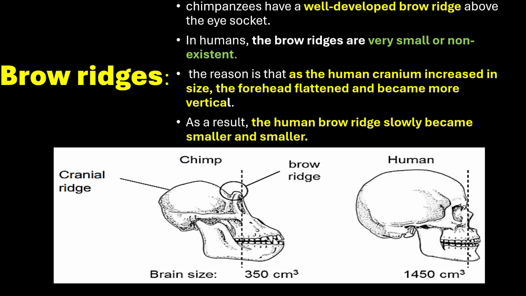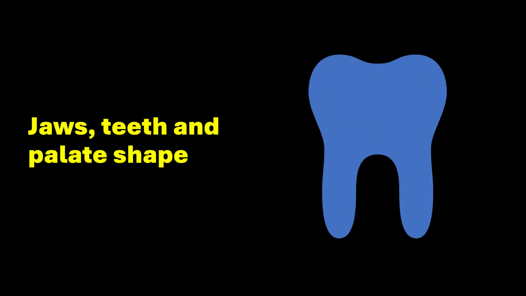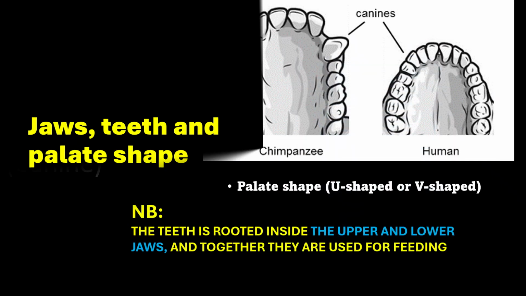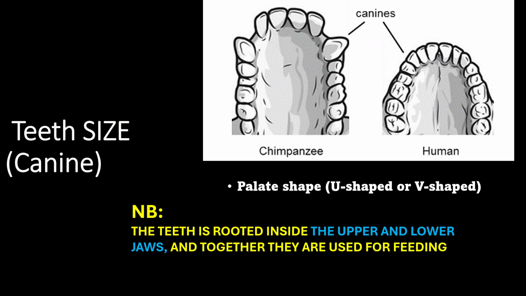Then we go on to the teeth, jaws, and palate. So let's start here and let's look at the canine. The teeth part, we're going to look at the canine. You have to note that the teeth are rooted inside the upper and lower jaw, and together they are used for feeding. So we're going to seek an explanation for it.